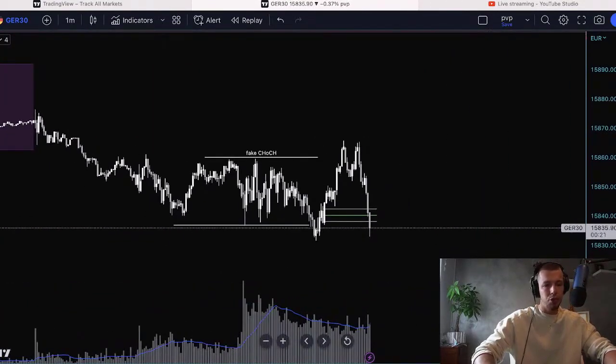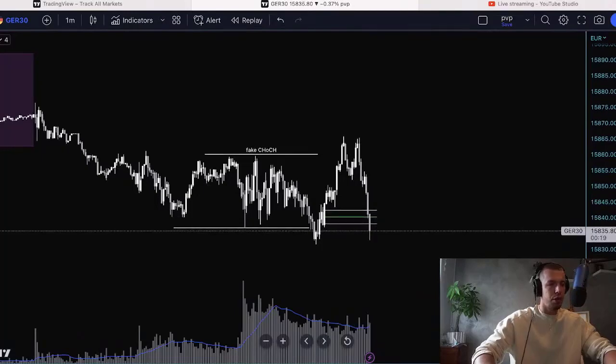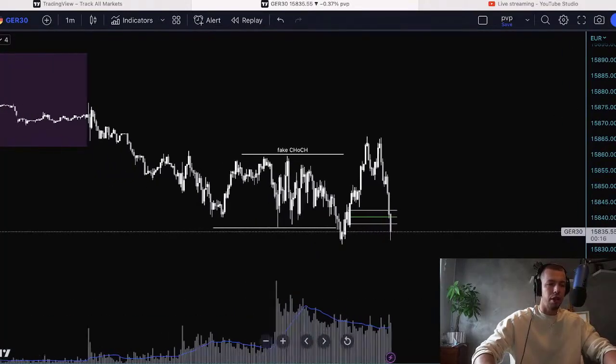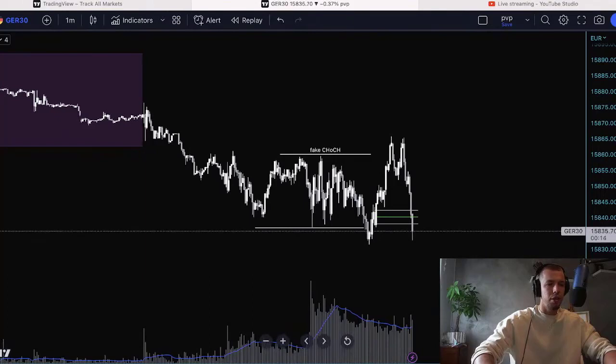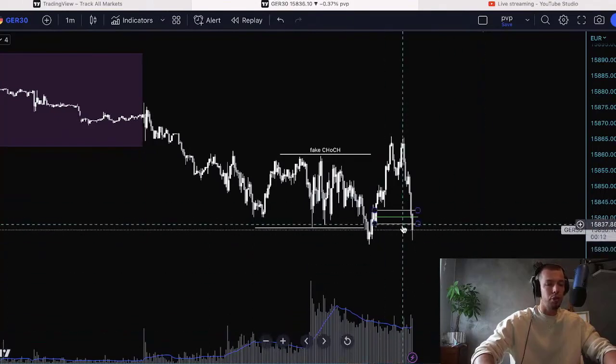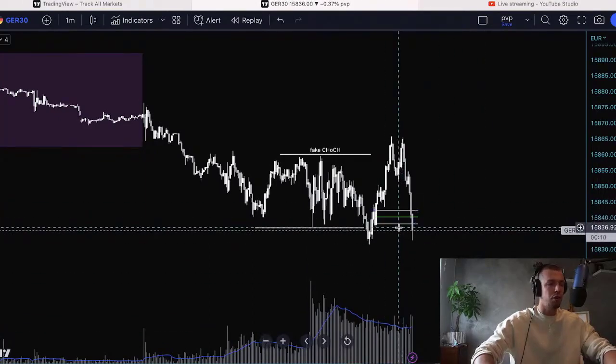You need to learn how to differentiate between fake change of character and good change of character, which basically means good confirmations and bad confirmations. This is all it is: good confirmations and bad confirmations, good change of character and bad change of character, liquidity, and just good patterns and bad patterns.